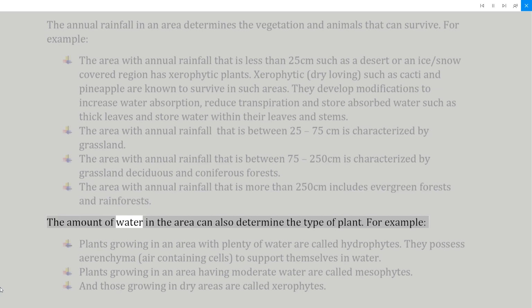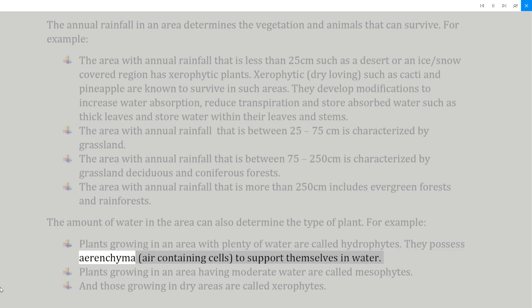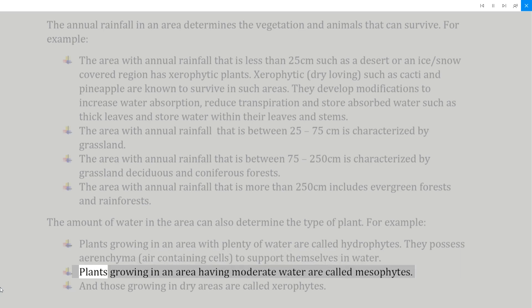The amount of water in the area can also determine the type of plant. For example, plants growing in an area with plenty of water are called hydrophytes. They possess aerenchyma, air-containing cells, to support themselves in water. Plants growing in an area having moderate water are called mesophytes. And those growing in dry areas are called xerophytes.